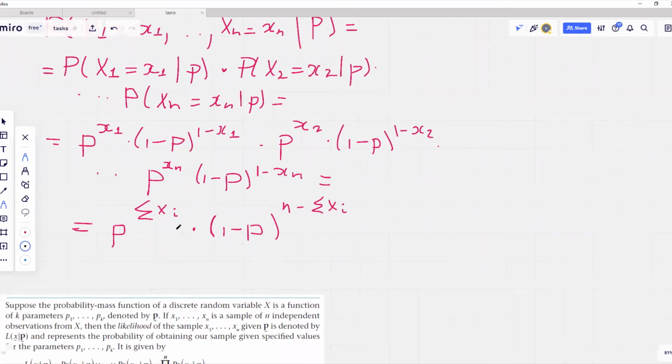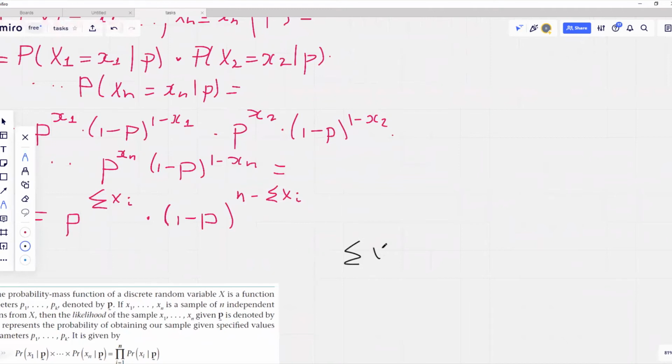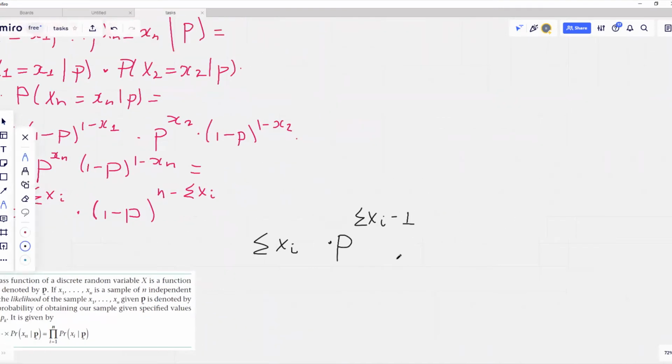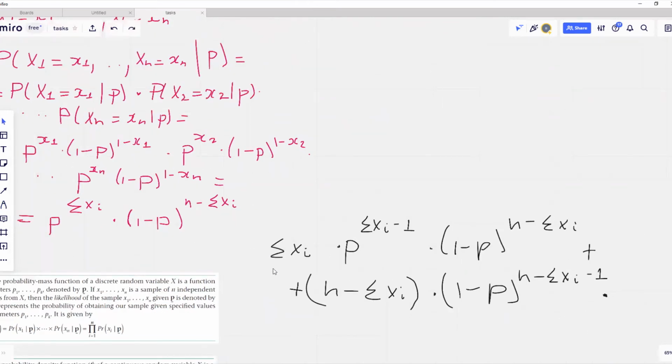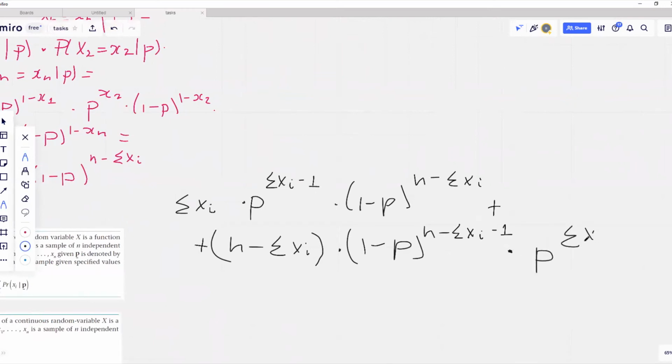So let's take the derivative of that with respect to p. That will be a sum, using the product rule: we take the derivative of this, product with that, then the derivative of that, product with this. The derivative of this term with respect to p is the sum of xi's multiplied by p to the power of sum of xi's minus 1, multiplied by 1 minus p to the power n minus sum of xi's, plus n minus sum of xi's multiplied by 1 minus p to the power of n minus sum of xi's minus 1, multiplied by p to the power of sum of xi's.